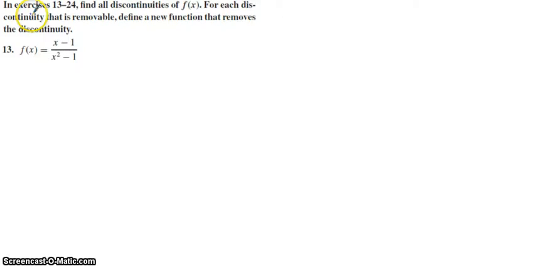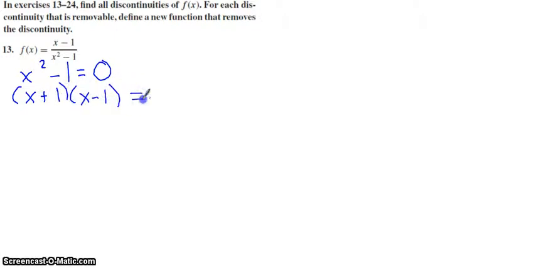So what we need to figure out is when this function is undefined, and this function is undefined when the denominator is equal to 0. If you set the denominator equal to 0 and solve by factoring it as a difference of squares, the value of x that makes this factor equal to 0 would be x equals -1, and the value that makes this factor equal to 0 would be x equals 1.